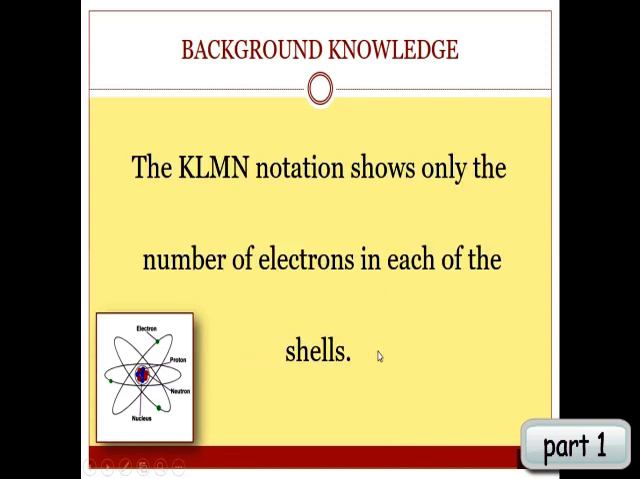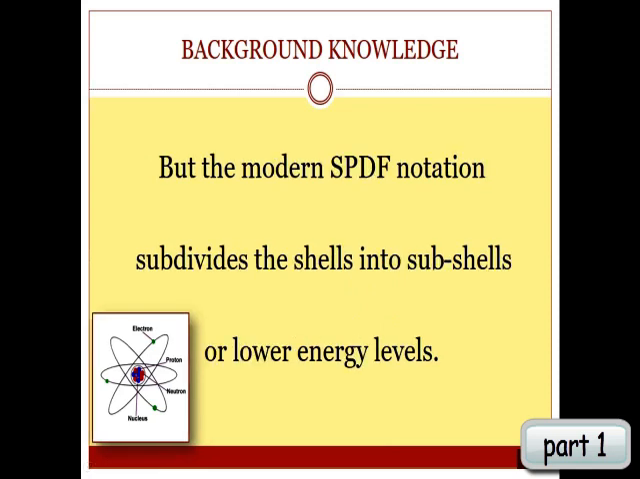Now, the KLMN notation shows only the number of electrons in each of the shells. You see the K shell, L shell, M shell, N shell, and so on. The notation shows only the number of electrons in each of those shells. While the modern SPDF notation subdivides the shells into subshells or energy levels.